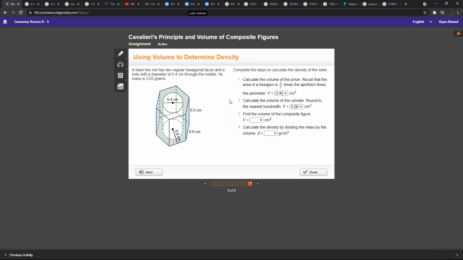So we're going to do the hexagonal prism volume minus the cylinder volume. So we need to do 0.5 minus 0.06. So 45 minus 6 is 39. So we get 0.39 if we do the total minus the cylinder volume. 0.39 is the volume of the composite. So that should be our answer for part 3. If we do the prism volume minus the cylinder volume, we get 0.39 cubic centimeters. So that's our answer for part 3, 0.39.